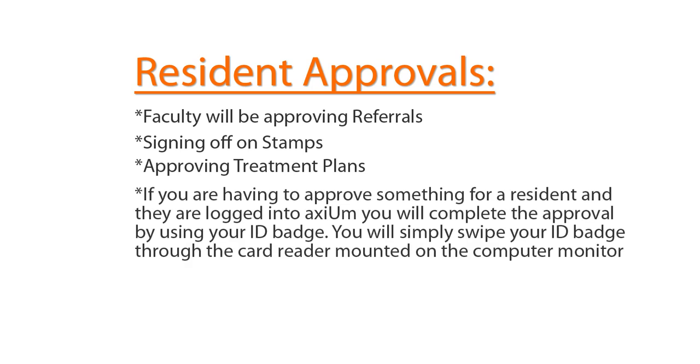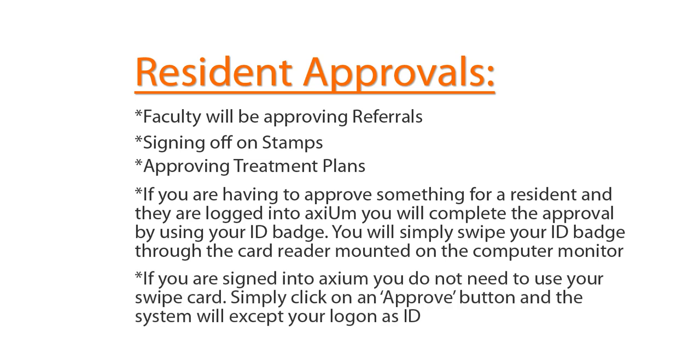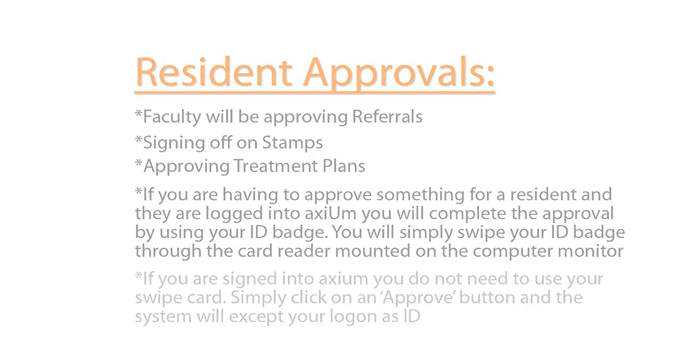If you are having to approve something for a resident and they are logged into axiUm, you will complete the approval by using your ID badge. You will simply swipe your ID badge through the card reader mounted on the computer monitor. However, if you are signed into axiUm, you do not need to use your swipe card. You can simply click on an Approve button and the system will accept your logon as an ID.